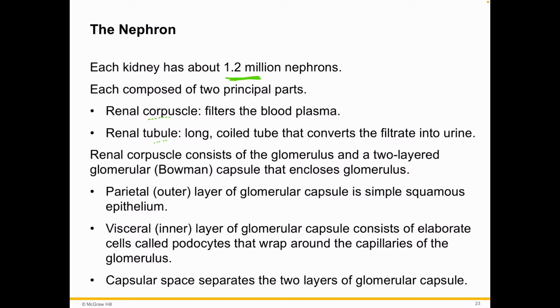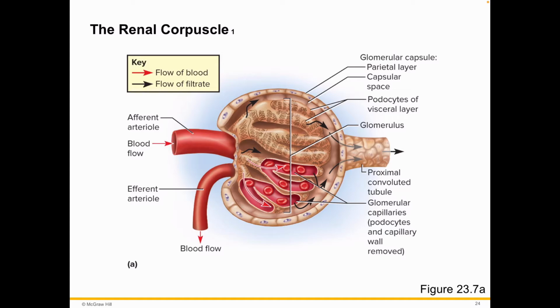So the renal corpuscle consists of the glomerulus, think of a globe, right? Like a globe, for glomerulus, and a two-layer glomerular Bowman's capsule, which is going to cover it. And we'll look at this in a little bit. The outer layer is going to have a simple squamous epithelium, kind of standard lining type epithelium. And then the visceral inner layer has these really cool cells called podocytes, think of footed cells, that are wrapped around the capillaries of the glomerulus. And we'll take a look at this in person.